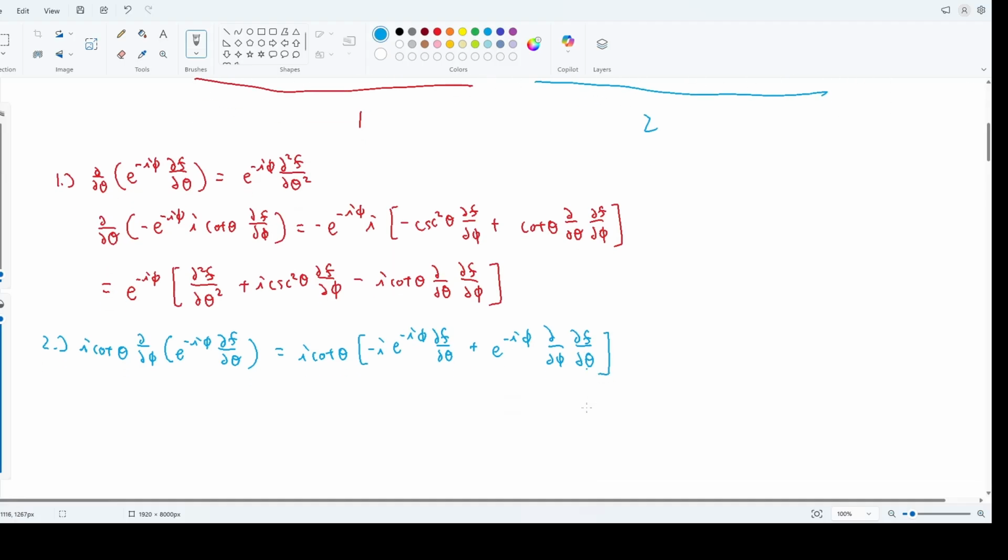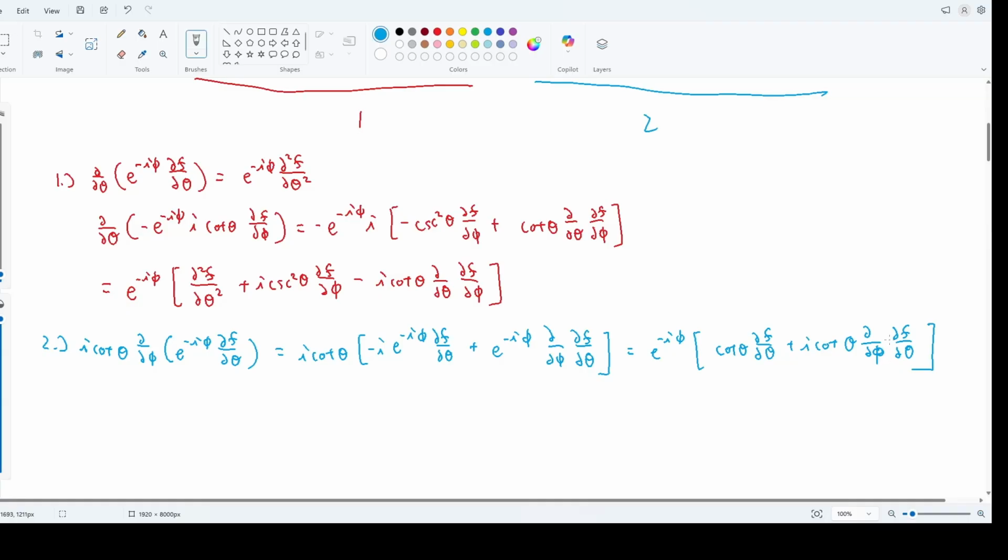And the e to the negative i phi is going to come out, so that's going to give us... actually, let's just, yeah. So that's going to be what? i and i make a negative, that's a positive. So e to the negative i phi times cotangent theta, df by d theta, and then plus i cotangent theta d by d phi df by d theta.